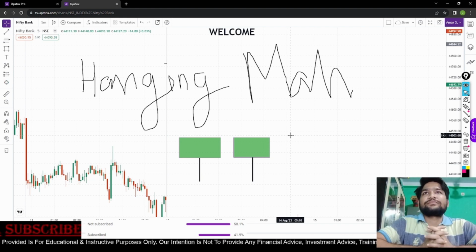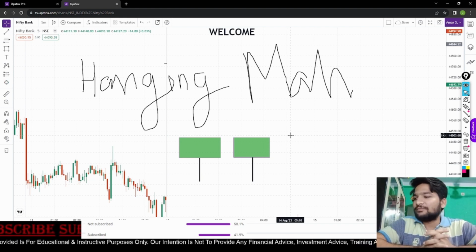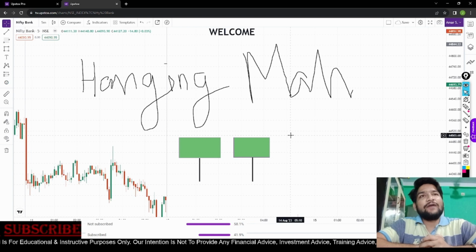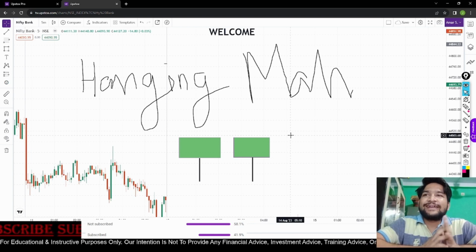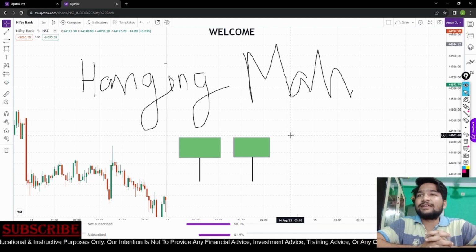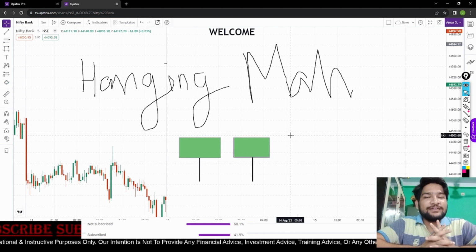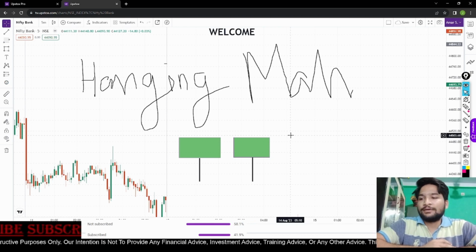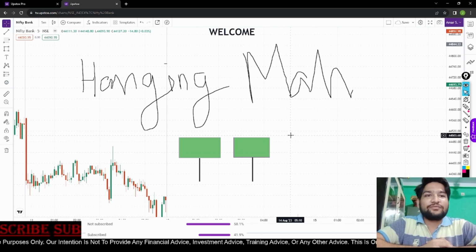Now it's time for me to tell you the logic behind these candles. Candles are traded the most frequently in technical analysis trading, whether you trade bitcoin, or commodities like oil, gas, gold, silver, or equity, or future and option, obviously. Now it's time to discuss the different types of candles. Today I have come with the hanging man candle.